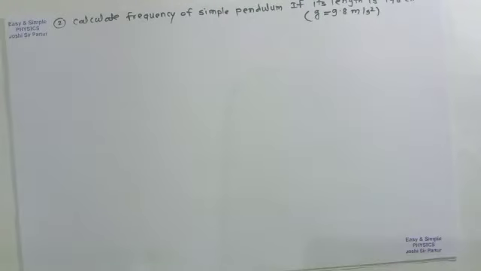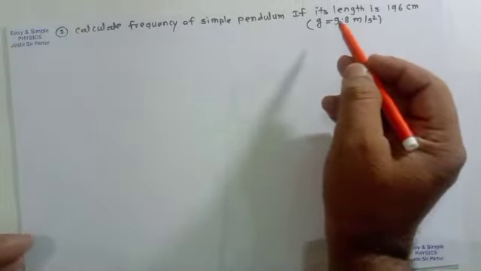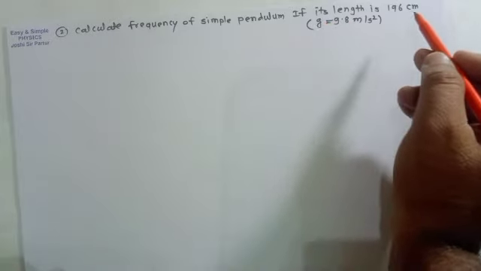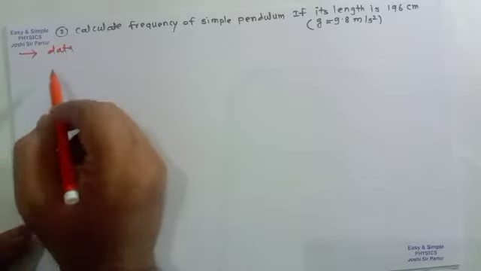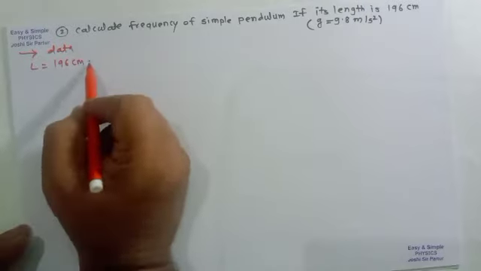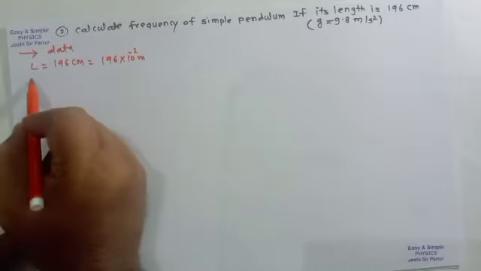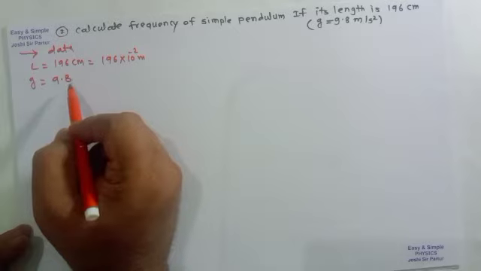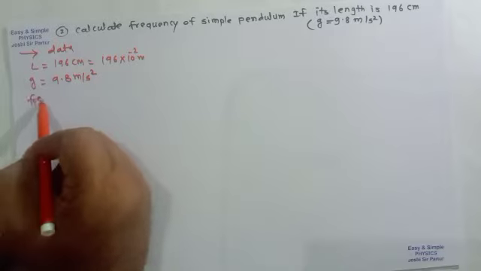Again, if we solve another example, that will be: calculate the frequency of simple pendulum. First we can find time period. Here we find frequency of simple pendulum having length 196 centimeter. See here, if we write the data, length will be 196 centimeter. It is 196 into 10 raised to minus 2 meter. G has value 9.8 meter per second square, and we find out frequency.